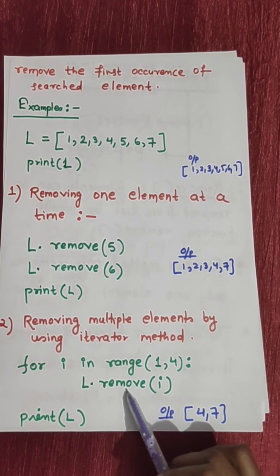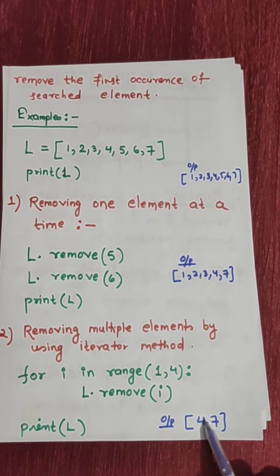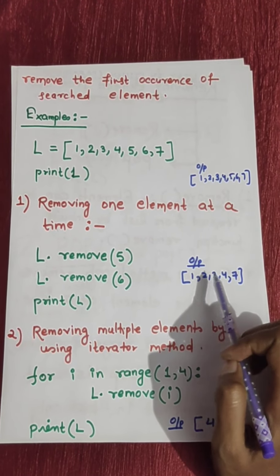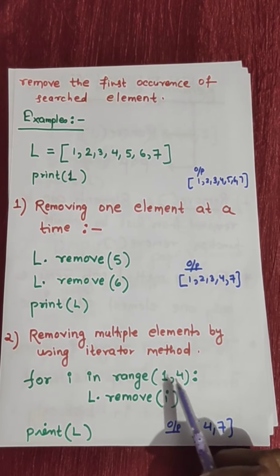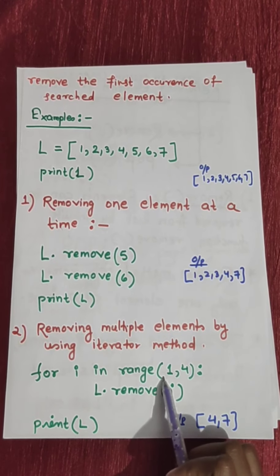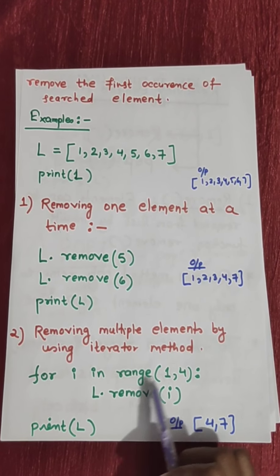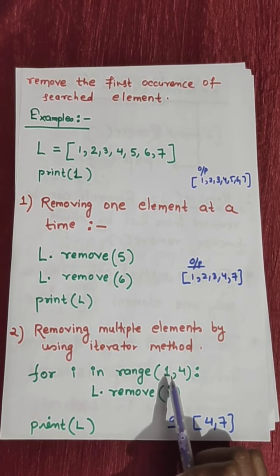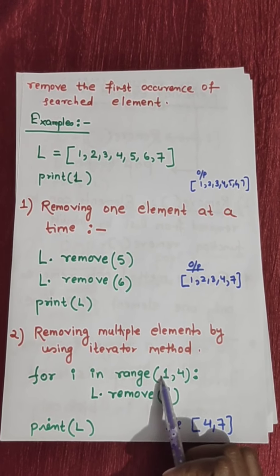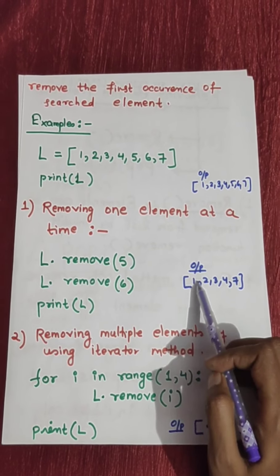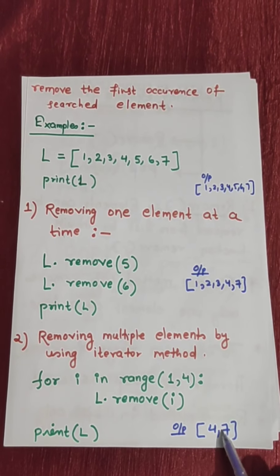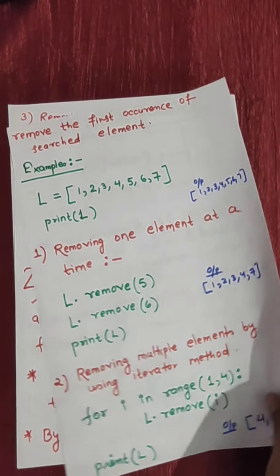If you print this, the output will be 4 comma 7, because it should go up to 4, but it will not go because the range function only goes up to end minus 1. So for i in range 1 comma 4, it will check each index 0 1 2 3 4, but here it started from 1, so it will first go here, then here, then here. It will remove these, and the output is 4 comma 7.